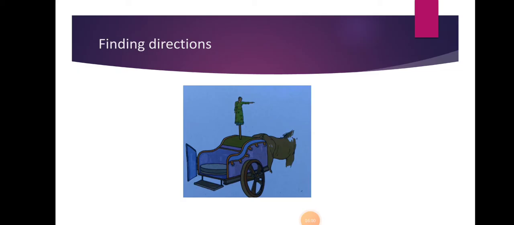Now, how is the magnet useful in finding out directions? There is one more interesting story associated with this. There used to be an emperor in China. His name was Huangdi. It is said that he used to have a chariot, and in that chariot there used to be a statue of a lady, and that statue rotated in every direction.